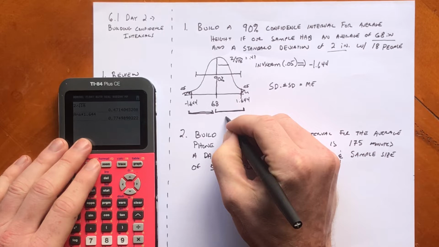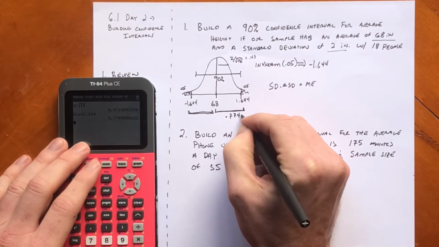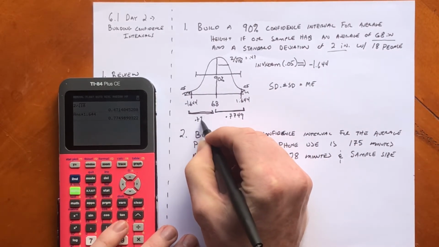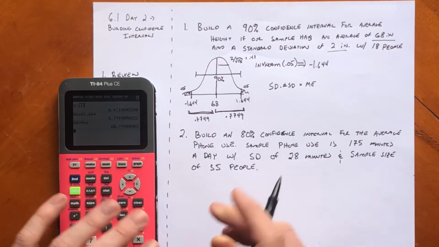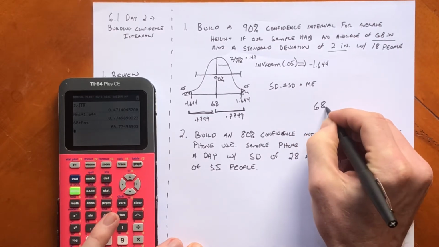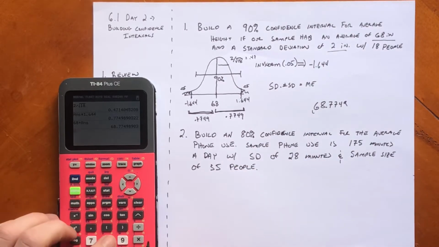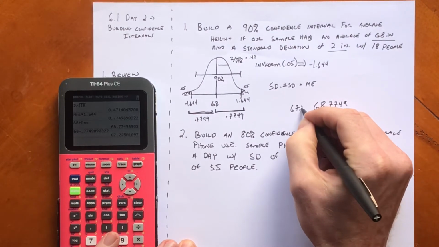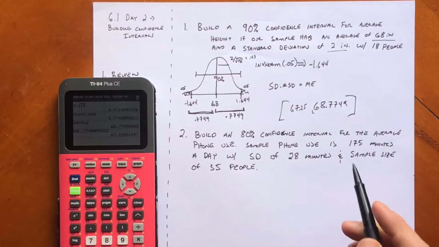So that'll give me a margin of error of 0.7749, right? So what I have to do now is take 68 and add that to it. So that'll give me 68.7749, and I have to subtract that. So 68 minus 0.7749890322, 67.25.